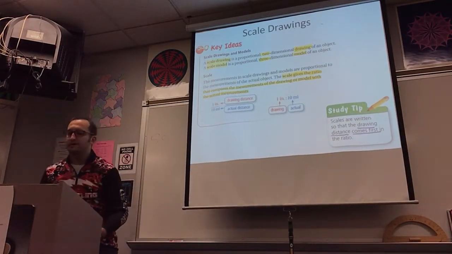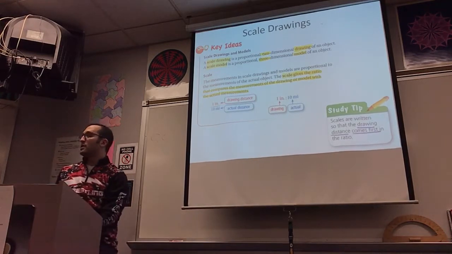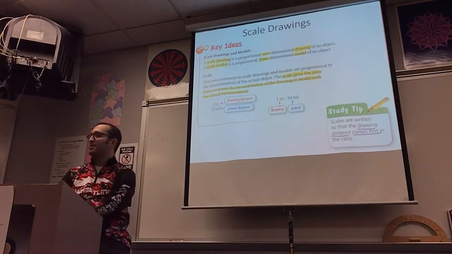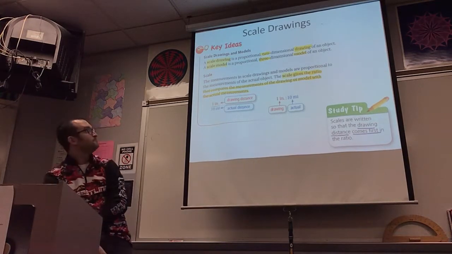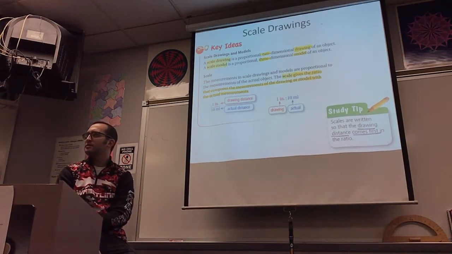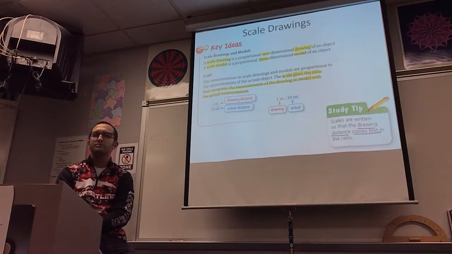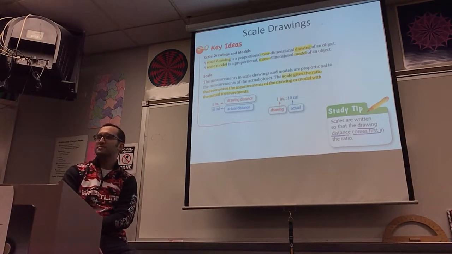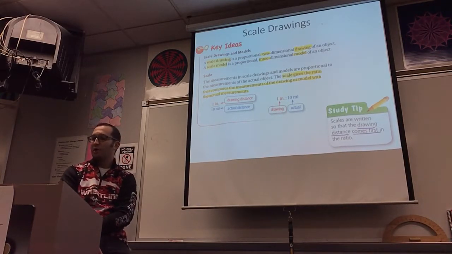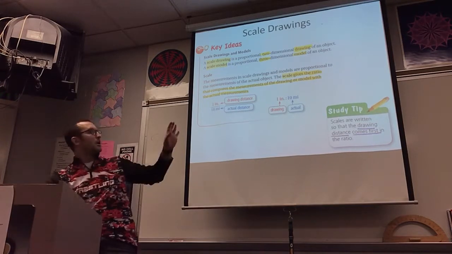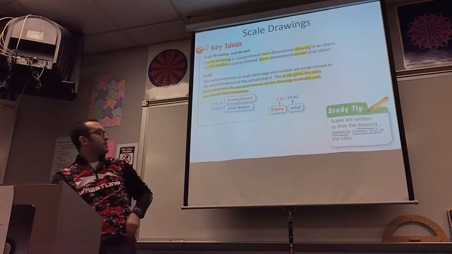So a scale drawing is a proportional two-dimensional drawing of an object. A scale model is a proportional three-dimensional model of an object. Anybody ever made a model car or made a model airplane before? Anybody ever owned a Matchbox car? Or Hot Wheels? Oh yeah, Hot Wheels. Those are scale models. I'll explain the scale in a second, because you guys can read it.